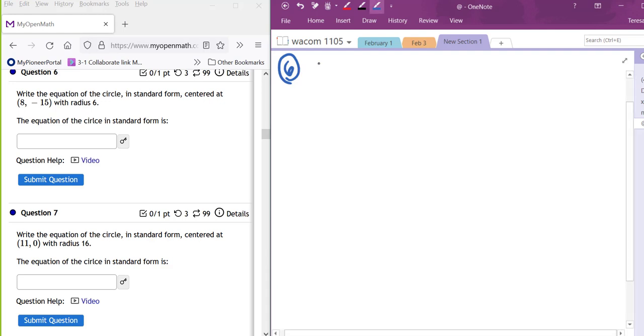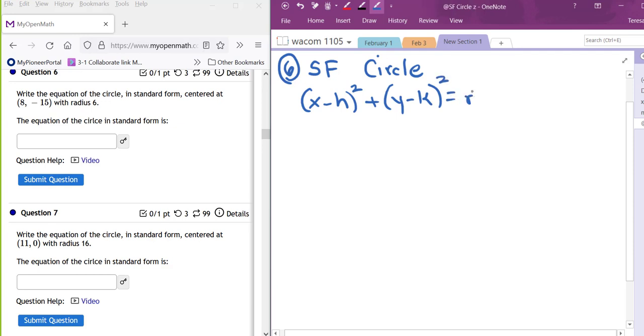The standard form for a circle, I'll just use SF for standard form for a circle, is x minus h squared plus y minus k squared equals r squared. And your center will be h, k, assuming you're in this minus form. If you're in plus, it'll have to be a negative, right? So your center is h, k. Your radius is the square root of this. So your radius is r.